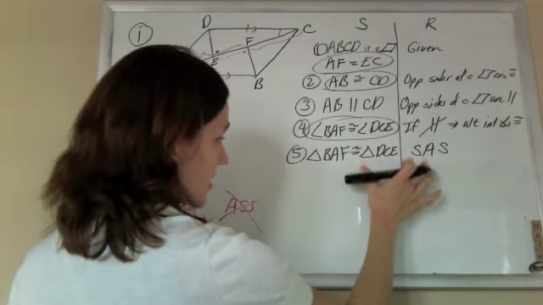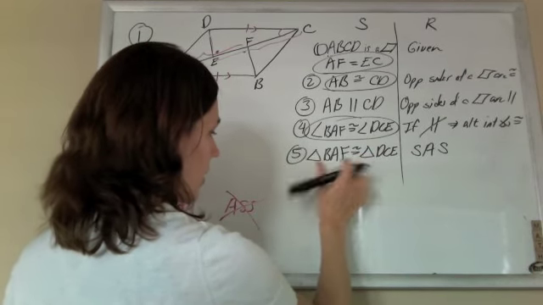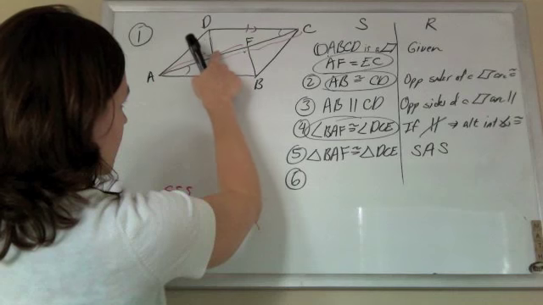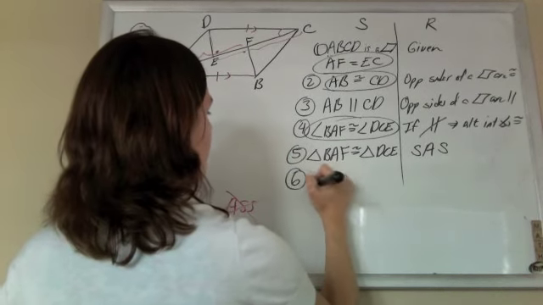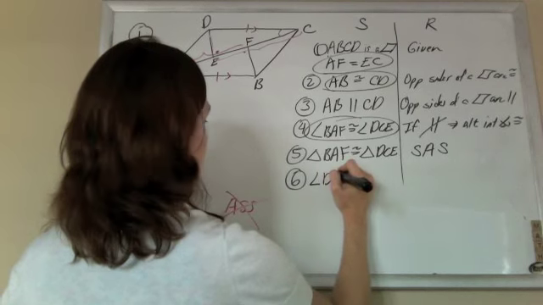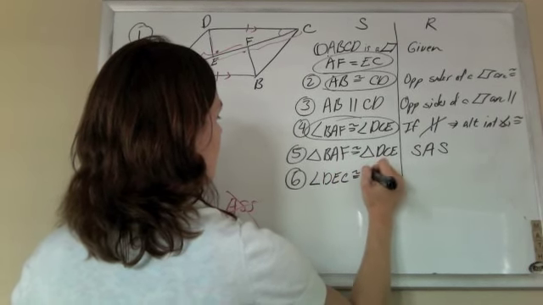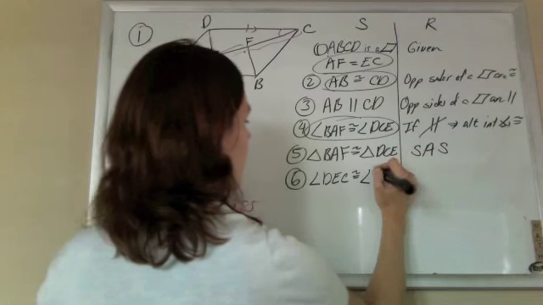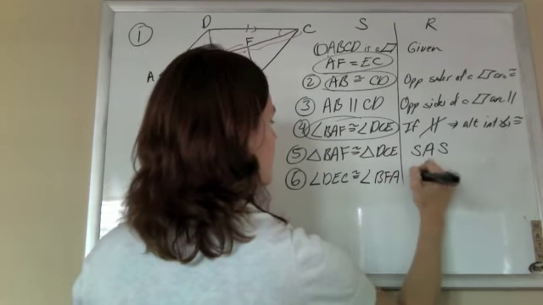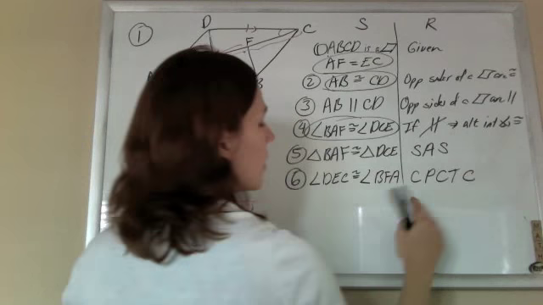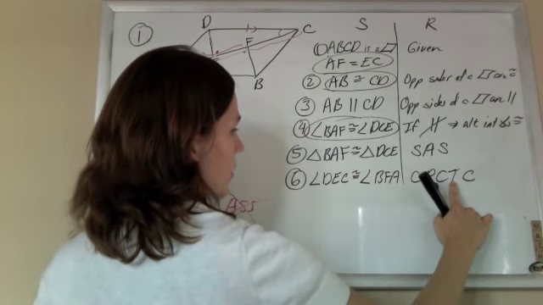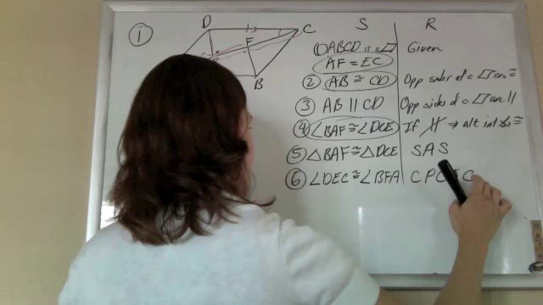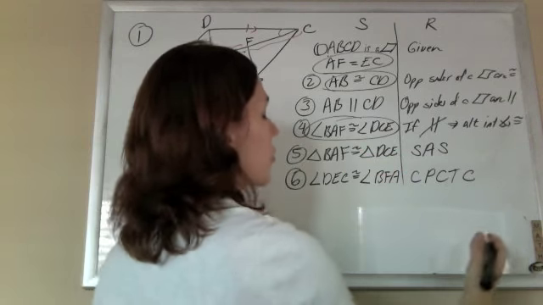And normally the next step after proving triangles are congruent is you're looking for one of their pieces, and we were looking for those angles there. So I know that angle DEC is congruent to angle BFA because of CPCTC, corresponding parts of congruent triangles are congruent. If the triangles are congruent, then all their pieces are congruent.